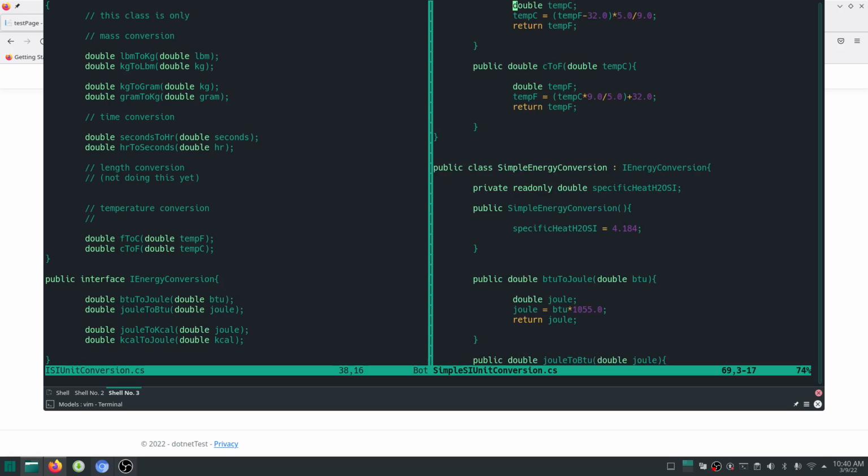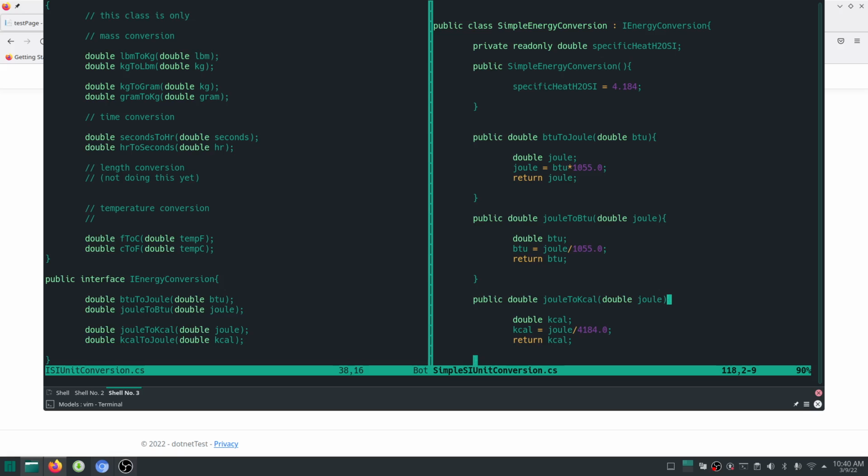In real life, you might not want to squeeze so many classes into one C# program. But I figured that unit conversion is close enough. I can do all sorts of unit conversion, and I want to squeeze them into this SI unit conversion file. Okay, simple SI unit conversion. The interface looks like this.